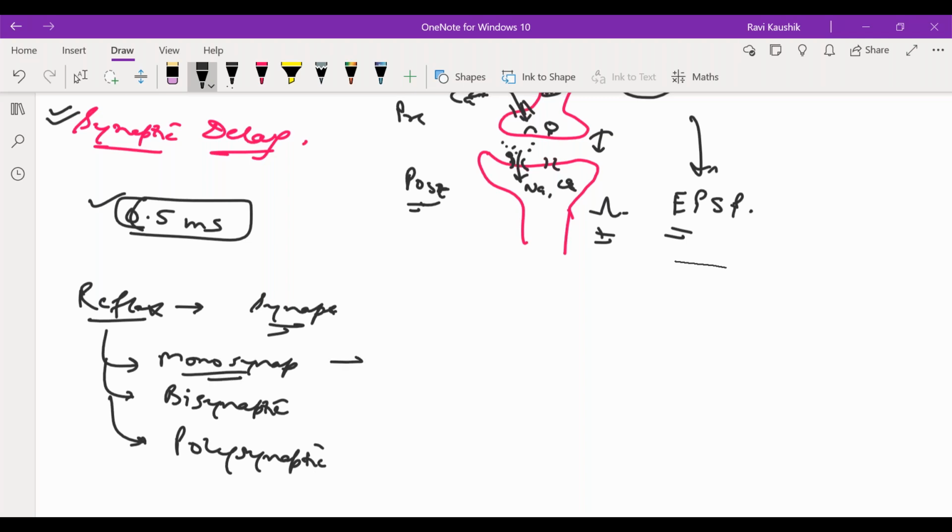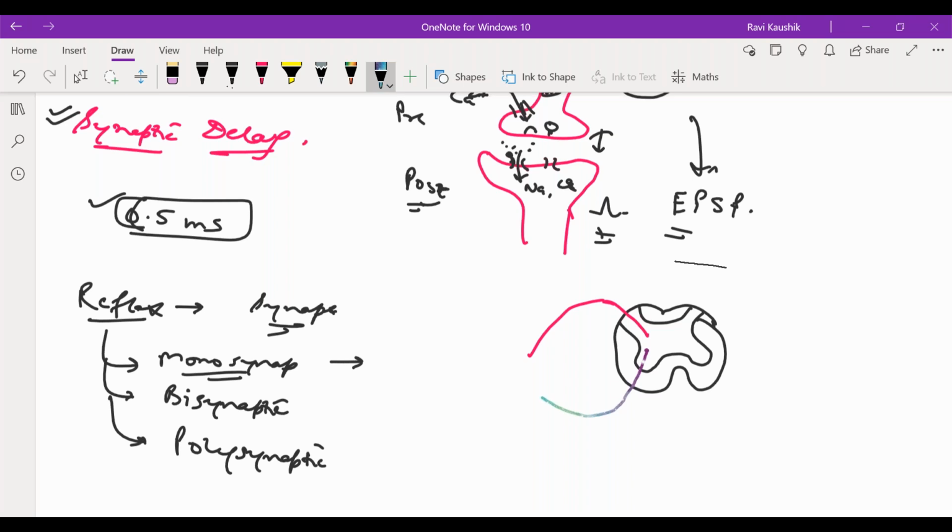So for a monosynaptic reflex, the normal duration from afferent to efferent, for example, let us say this is your spinal cord, right? And this is the afferent, this is the efferent for this reflex, and here this is the synapse. So this is a single synapse, right? From afferent to efferent, it will take nearly 0.5 or just a little more than 0.5 milliseconds, right?